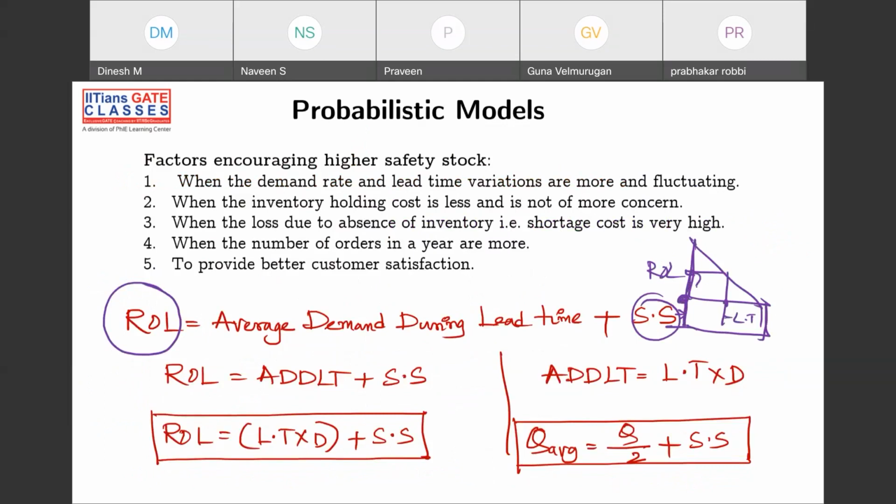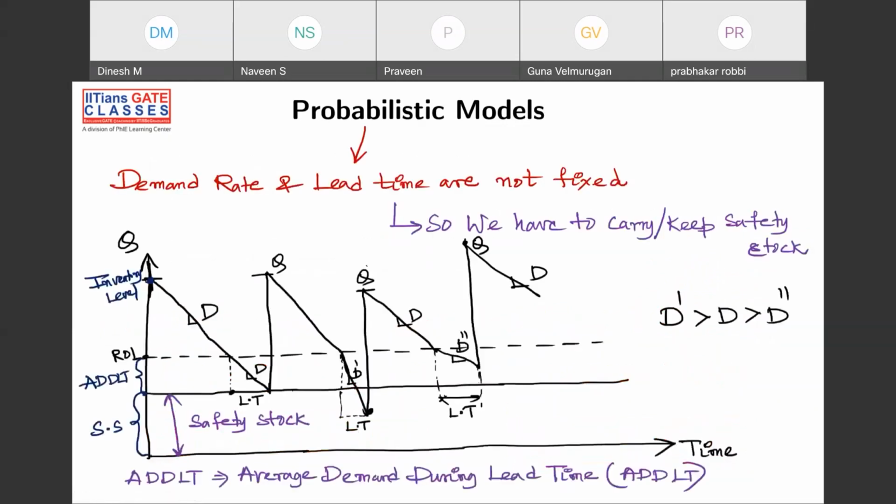plus average demand during lead time. If you remember, this was ADDLT. You see in the previous graph. Okay, I'll show you in the previous graph. So reorder level is this. That is ADDLT plus safety stock. That is what I've written in the next slide, sorry.